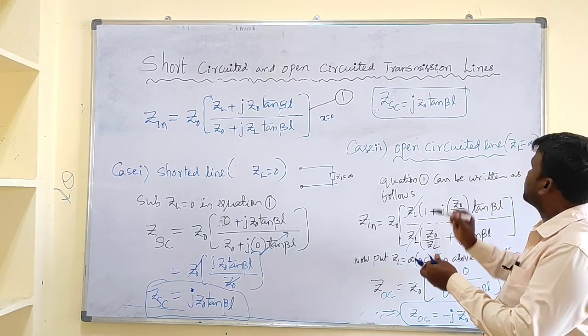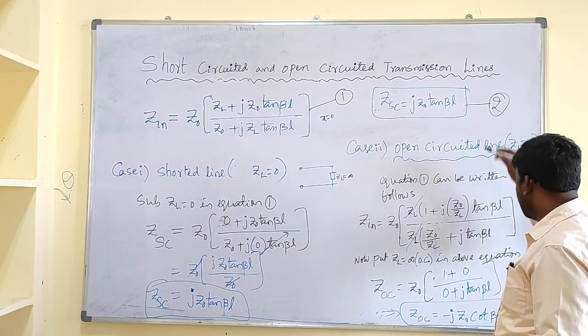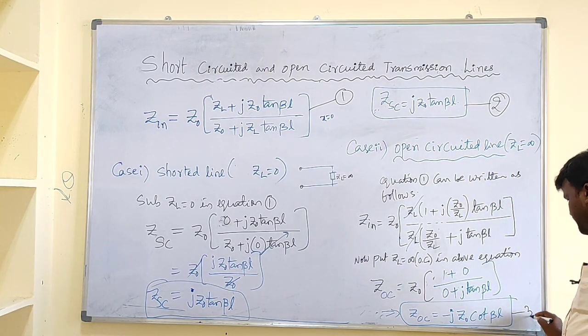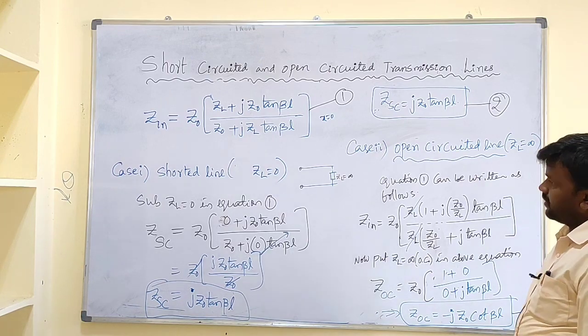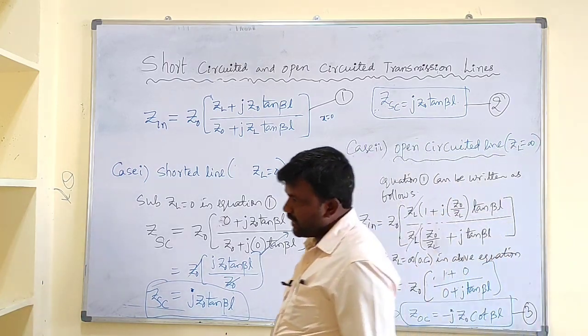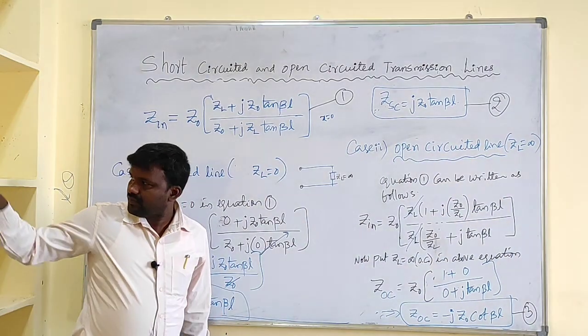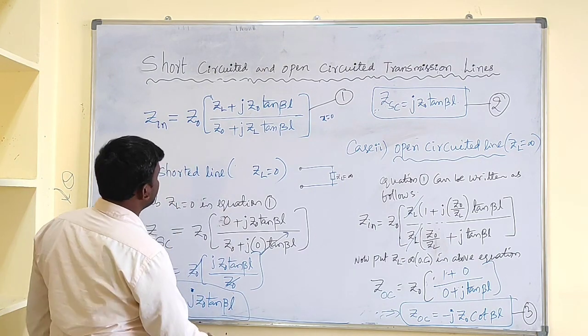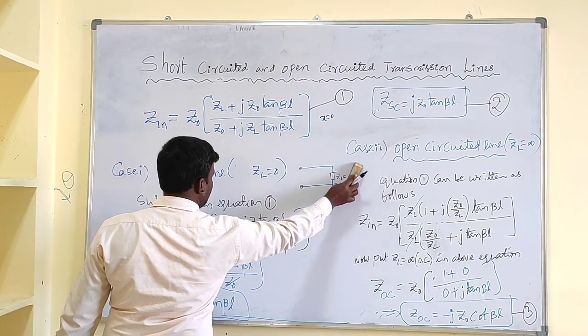Let us take this as equation number 2. This is equation number 3. Now by multiplying equation 2 and equation 3, we will get... this is equation 1.